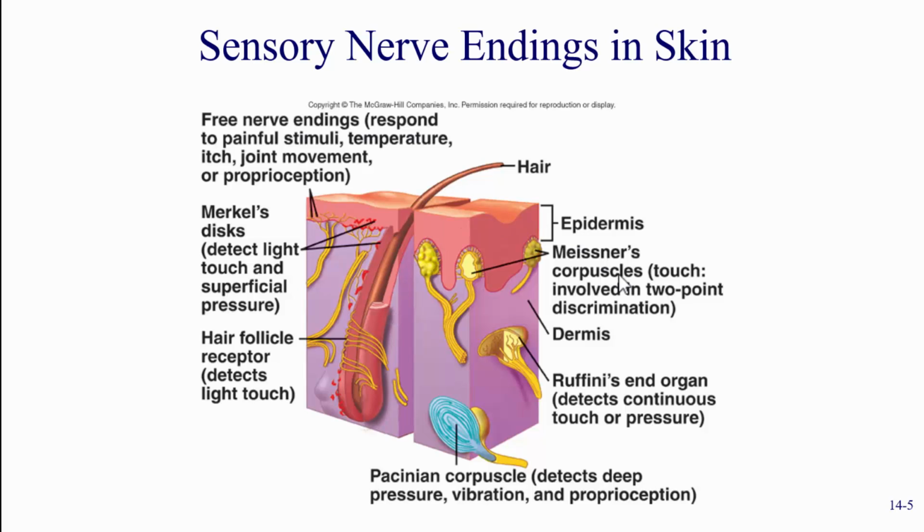Then we have Meissner's corpuscles, and this is for two-point discrimination. And I'll show you what that is in just a moment. But you can see here you have two receptors, and so that allows for two-point discrimination. Now these receptors will be at varying widths. And so if we have areas of less sensation, like a shoulder, for instance, these will be very wide apart. If we have very fine sensation like we do in the fingertips, these are going to be very close.